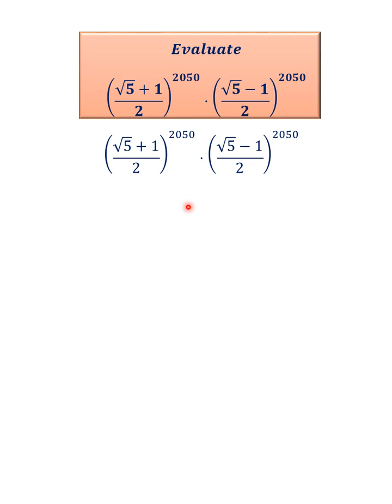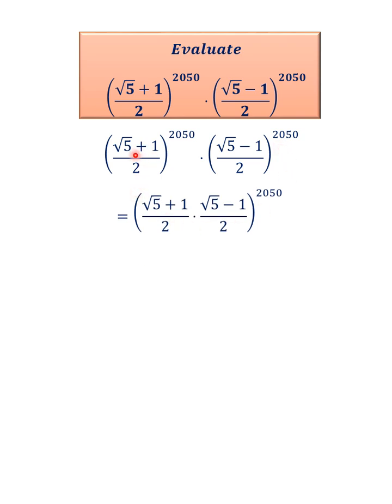Watch. What we want to do is to identify the powers of these two expressions, 2050, 2050. They are the same. Since they are the same, it means you can take the product of the numbers and raise them to the common power of 2050. This is what I mean.